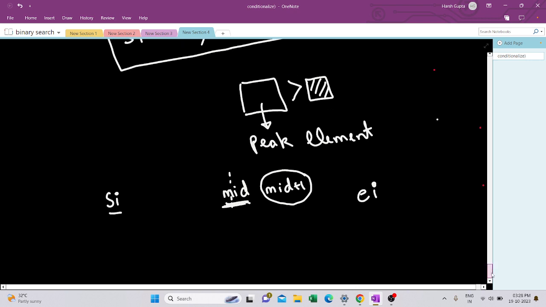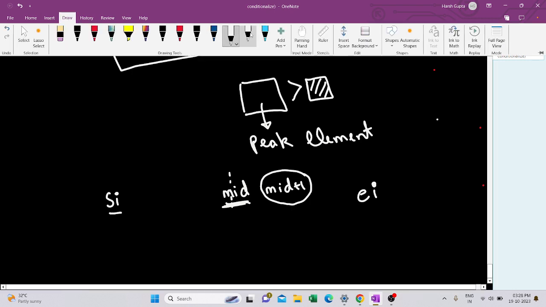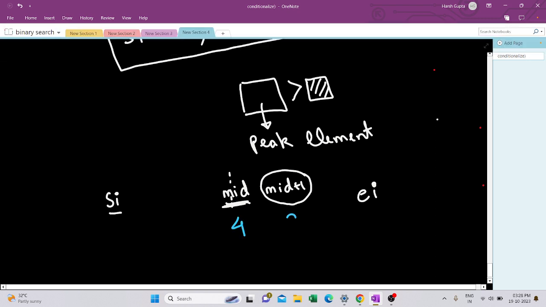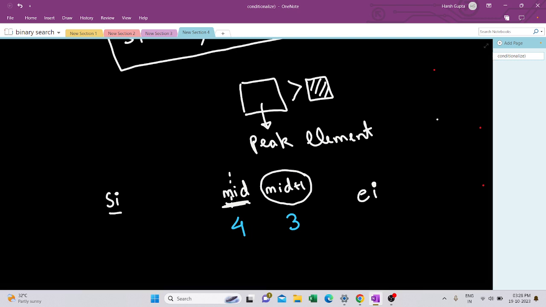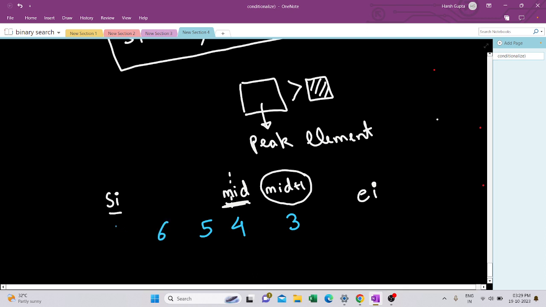See, this mid value is greater than mid plus 1, right? Let's take an example: suppose the mid value is 4 and the mid plus 1 value is 3. Now what are the possibilities? The possibility is that this 4 goes to the left, it keeps on going to the left and keeps on increasing, like this is 4, this is 5, this is 6, this is 7.